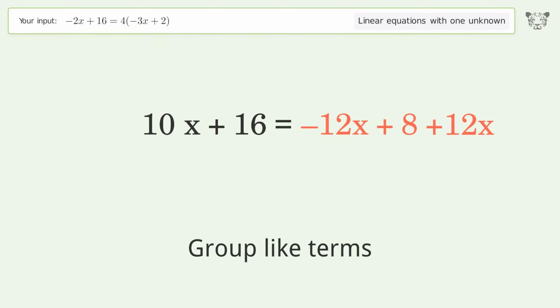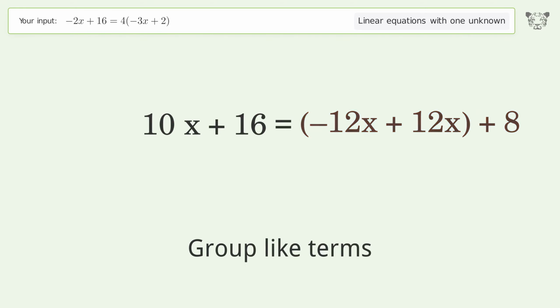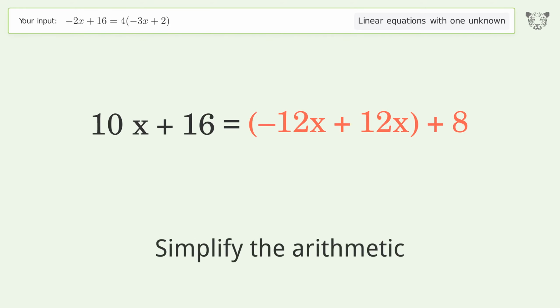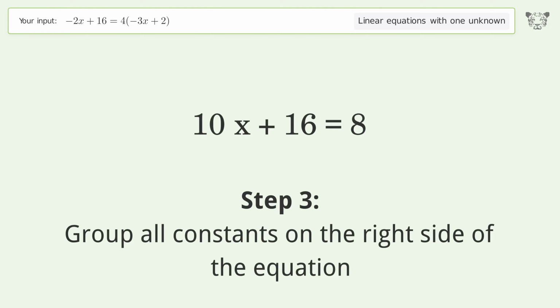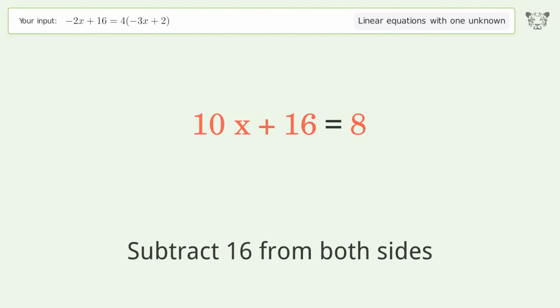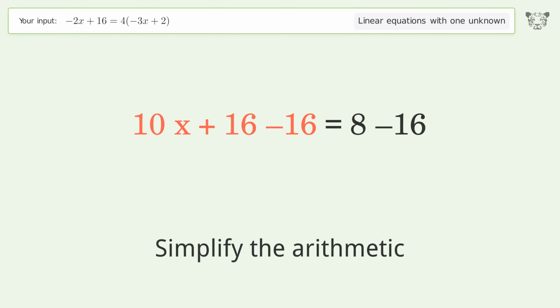Group like terms. Simplify the arithmetic. Group all constants on the right side of the equation. Subtract 16 from both sides. Simplify the arithmetic.